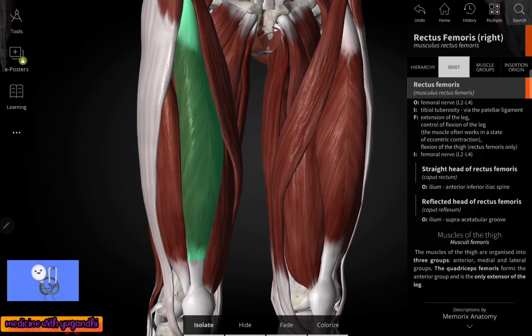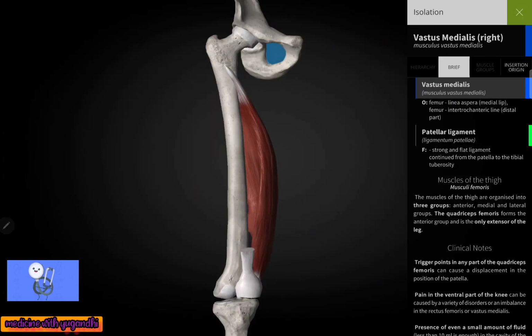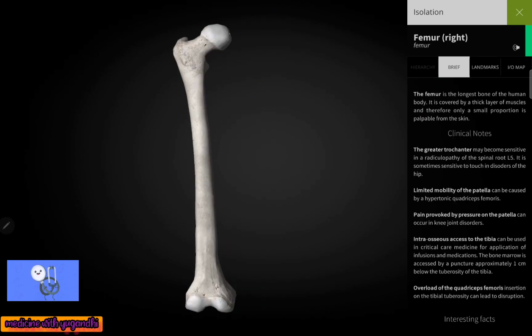So let us first see about the origin of the vastus medialis muscle. Here you can see this is the vastus medialis muscle. Before going into detail about the origin of the vastus medialis muscle, we must know some important landmarks on the femur bone. So here you can see the femur bone.